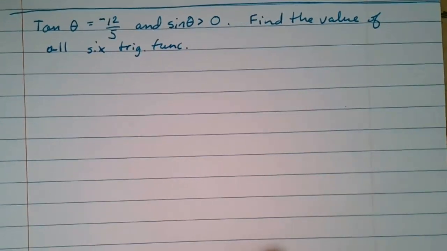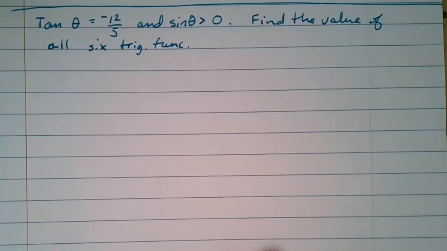Okay, I feel really good about all of these. Okay, so let's try one more. Given that tangent of theta is -12 over 5 and sine of theta is greater than 0, find the value of all 6 trig functions.